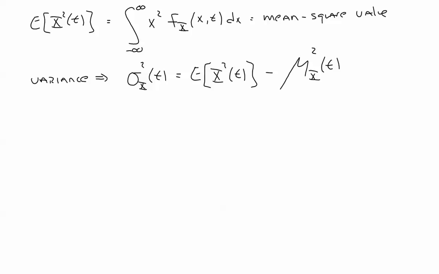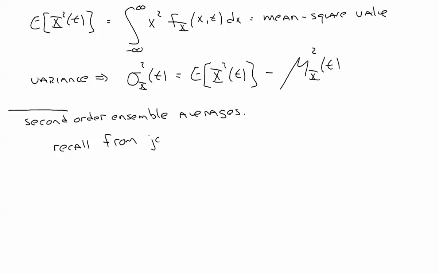All right. Now, let's talk about second order ensemble averages. And we're going to talk about one in particular. It's going to be known as the autocorrelation. We'll get there in just a second. So, second order. All right. Remember this. Recall from joint random variable discussions.